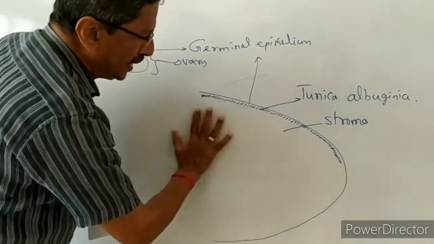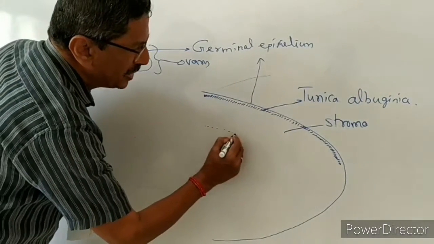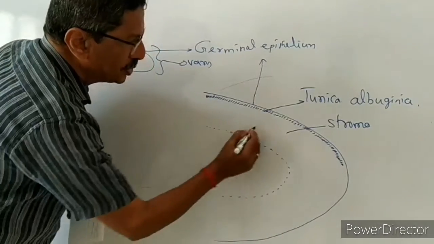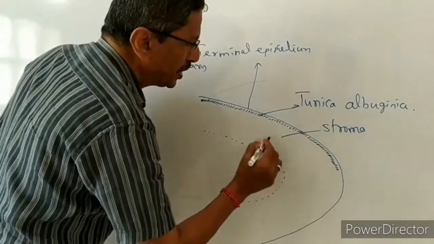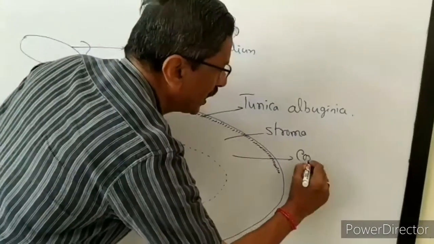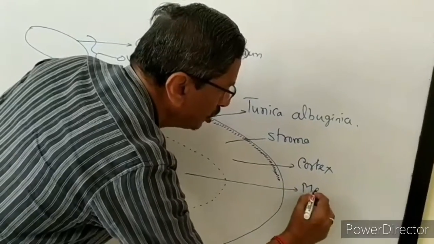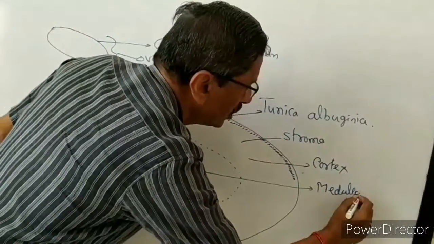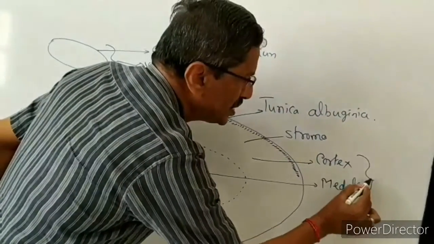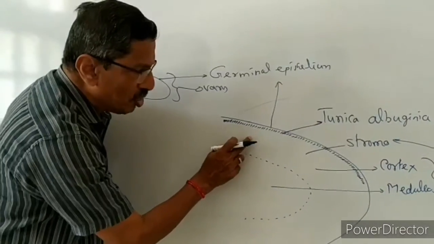Then the stroma, the inner region, is divided into two zones. Now approximately I will give the dotted line. Now this is the outer zone in the stroma. So this outer zone of the stroma is called cortex, and the inner zone is called medulla. So cortex and medulla are the two regions, both present in the stroma. So now we are going to take cortex first.